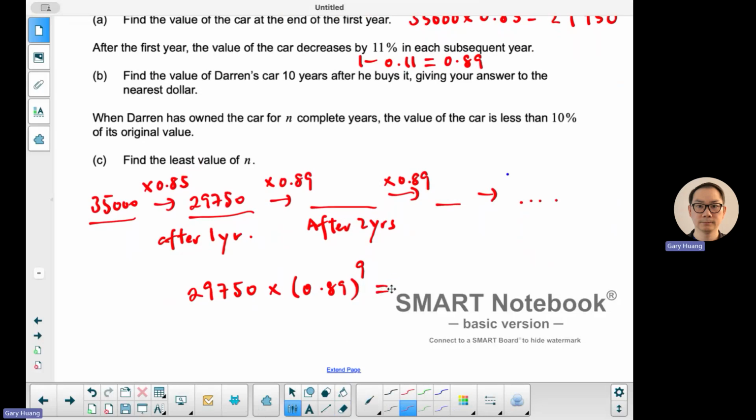So punch that in the calculator. The question also asks you to round off to the nearest dollar. So the final answer is 10,423.